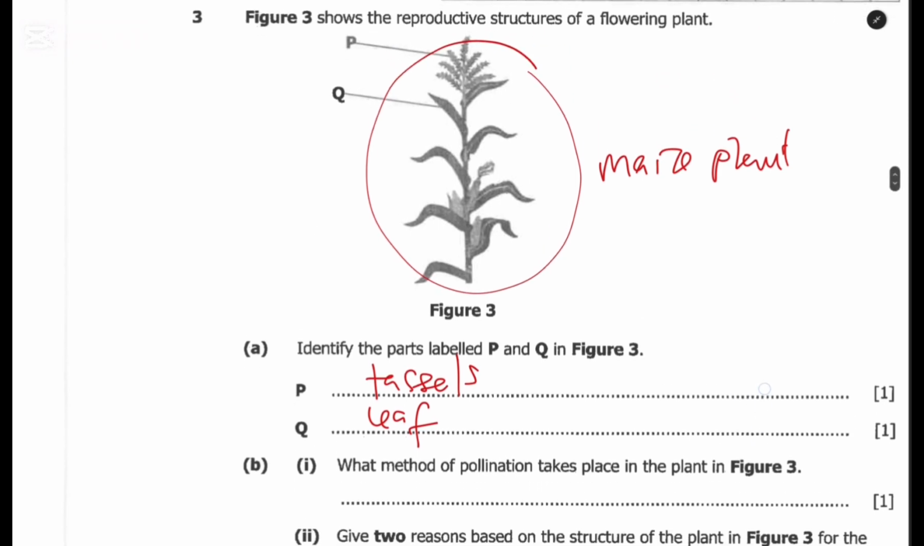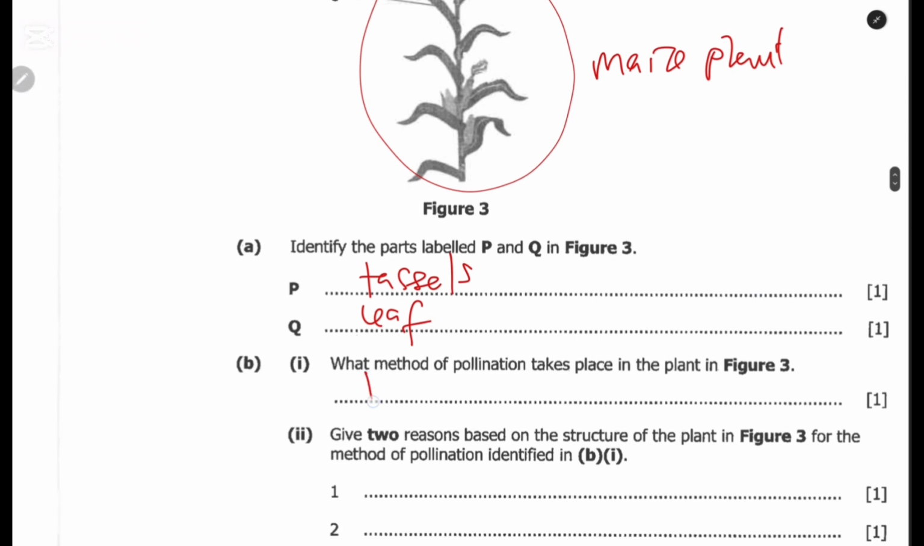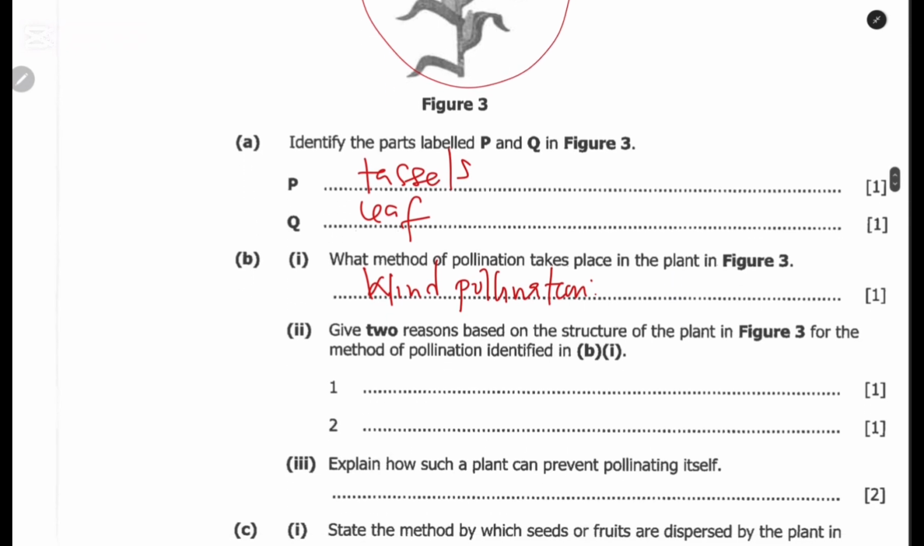All right, then now, what method of pollination takes place in the plant in figure 3? So the type of pollination that will take place is wind pollination. Wind pollination. And of course, at some point, I'm sure we'll have to give reasons why. All right, B2, we are saying give 2 reasons based on the structure of the plant in figure 3 for the method of pollination identified in B1.